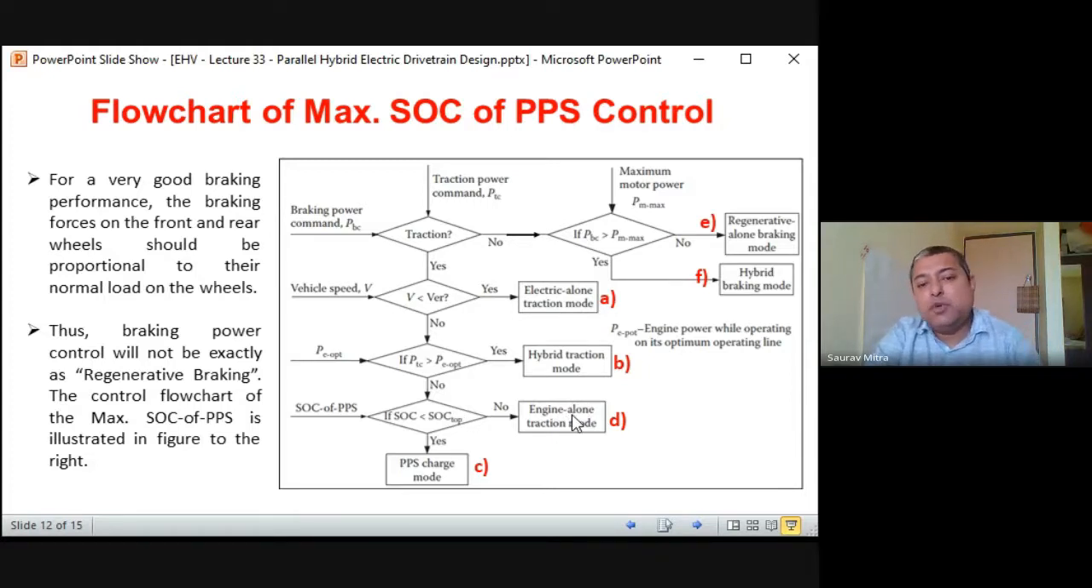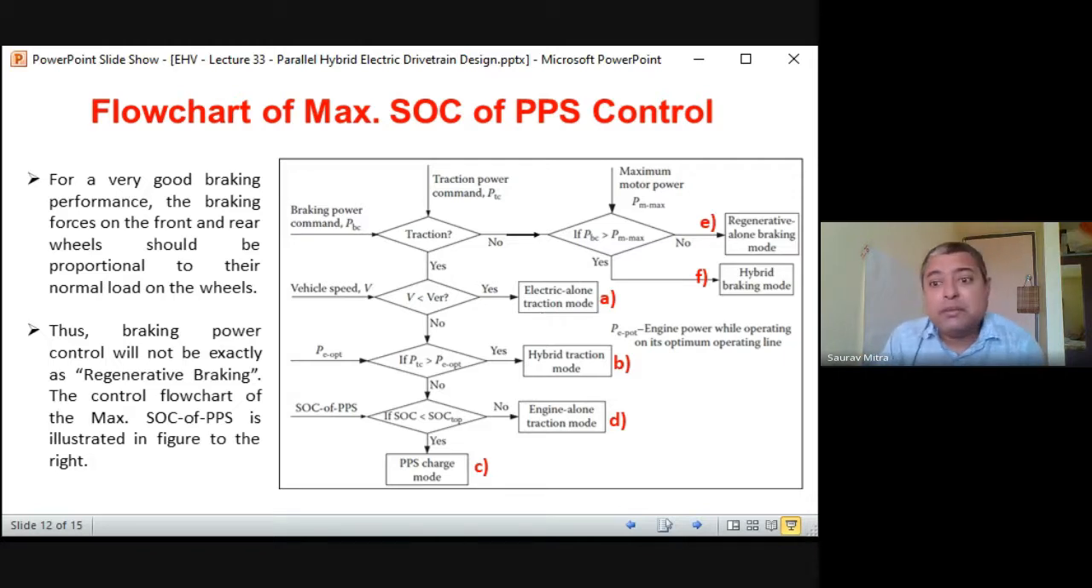So whatever 6 modes are given, this hybrid braking mode is there, and regenerative, these two are the braking modes, and ABCD. So A is motor alone, B is hybrid, C is PPS charging, and D is engine alone. So all this is explained with the help of this flow chart.